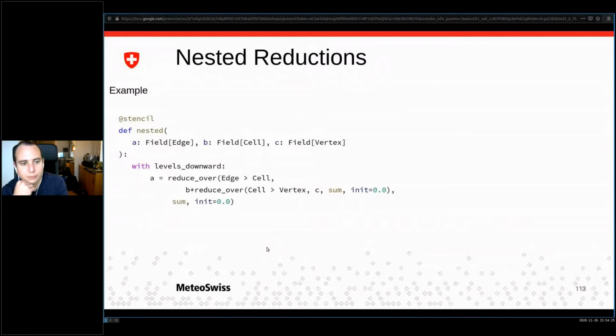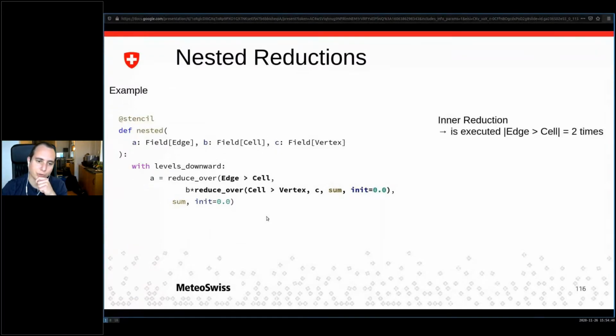But still, let's have a look. So this, what you can see here, is absolutely valid Dusk syntax. You just have a reduce over, which is nested with another reduce over. So we have our outer reduction, our inner reduction, which is executed 2 times because there are 2 cell neighbors to an edge. We need to type check this.